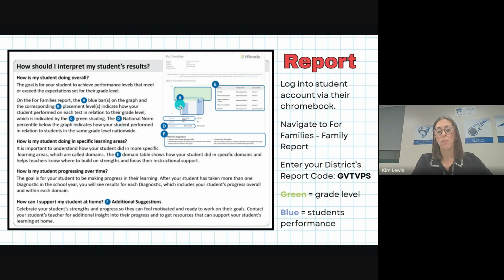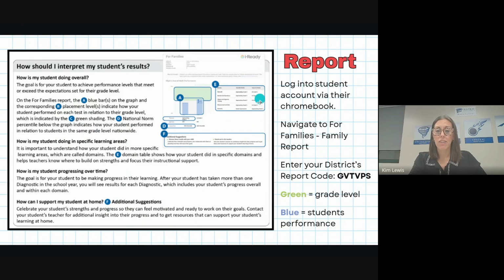Blue, those vertical bars, this example is showing you that in the fall, their blue bar was slightly below grade level, and in the winter, their blue bar was at the beginning of grade level material. So you can look at it in that image on the report from there.